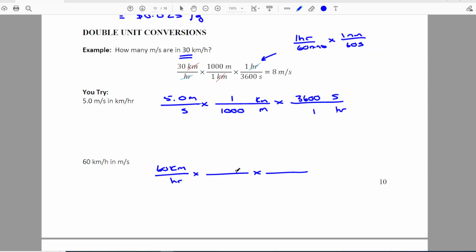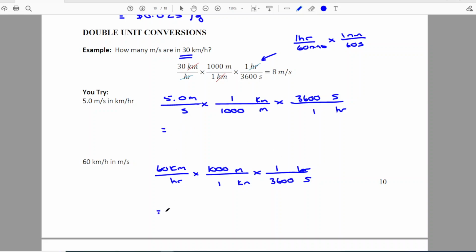This one, again, we want it to be meters per second. We're going to get rid of kilometers. We're going to get rid of hours. So then we're going to say that 1 kilometer is 1,000 meters. 1 hour is 3,600 seconds. And then let's make sure we answer the correct number of sig figs.